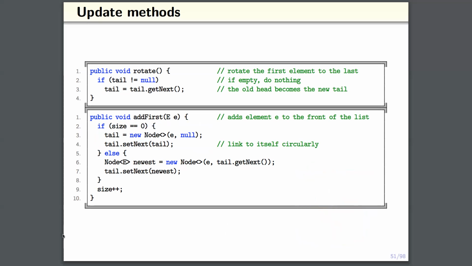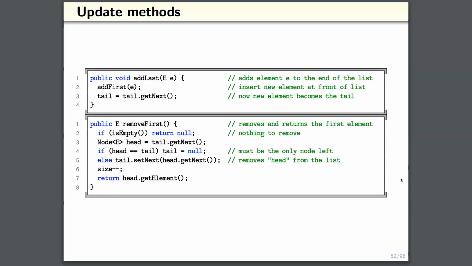What is the complexity here? Still O of 1. O of 1 for rotate, O of 1 for add first. As I said earlier, from SLL to CLL, there is no asymptotic improvement in anything. It's just a constant factor improvement. Practically you are seeing the improvement in the constant factors, but not asymptotically, because it's the same core logic.